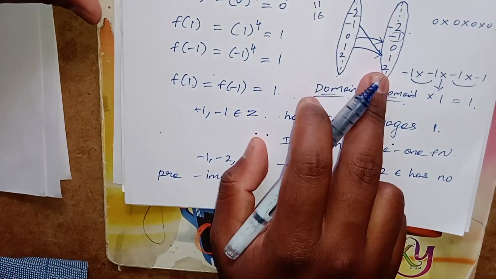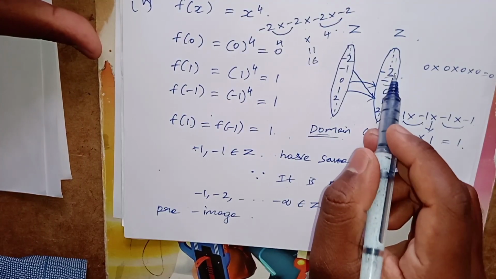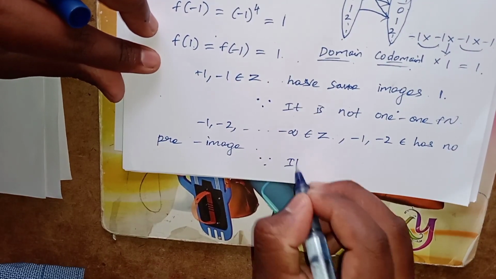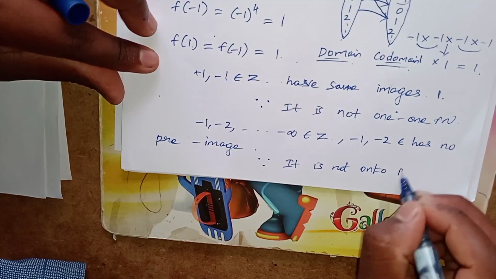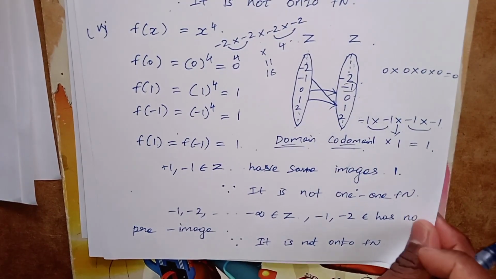Therefore, here it is clearly a many-to-1 function. Okay. But -1 and -2 have no pre-image. Therefore, here it is not an onto function. Okay, I hope you all understood. Okay, next.